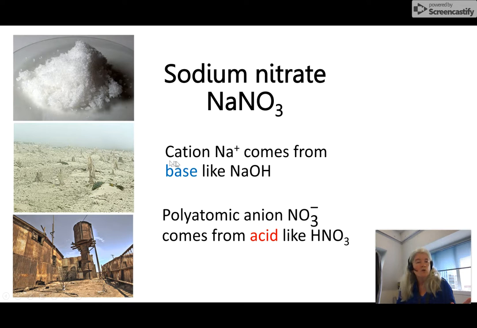Then remember all your terms that you've learned. Show that you've understood cation, base, polyatomic, anion. Show that you know all this. And you can have pictures, refer to them.